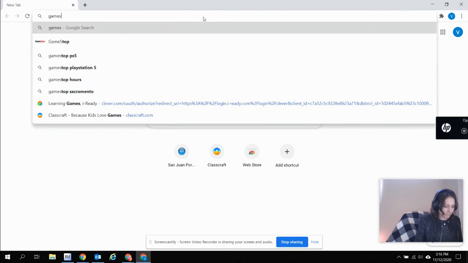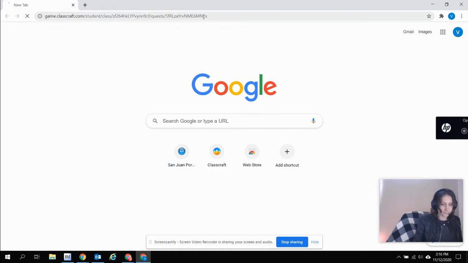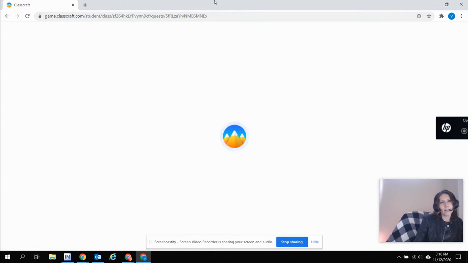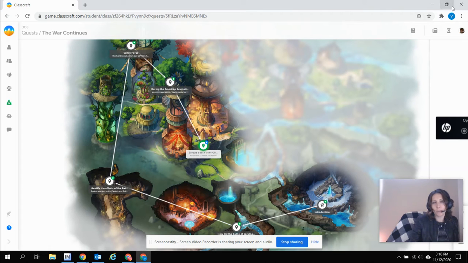So it's game.classcraft.com. If you've been there before, it's going to log you right in. You might have to hit login and then log in with Google. Use Google, please. And if you've never done a quest before, it's going to have you do a practice quest so that you can learn all the different steps for this particular game.